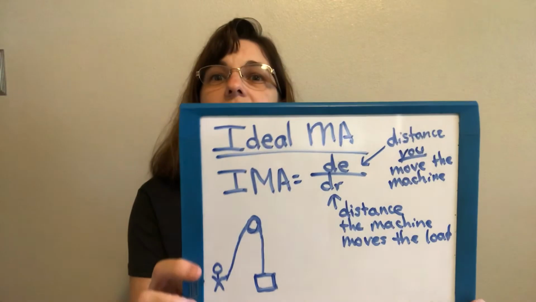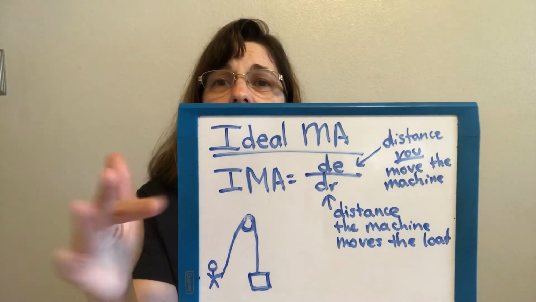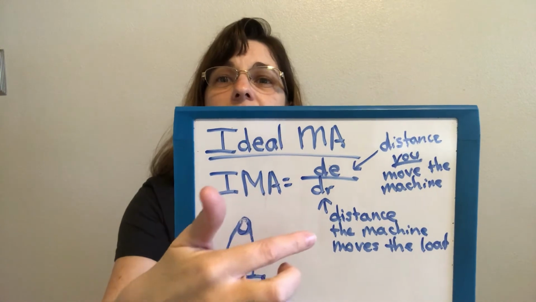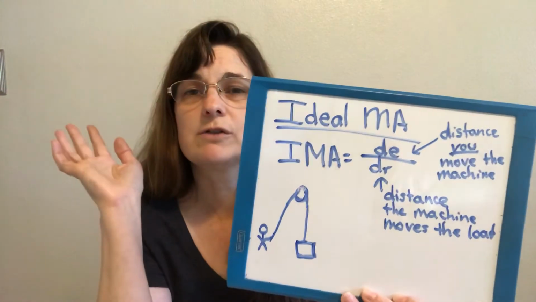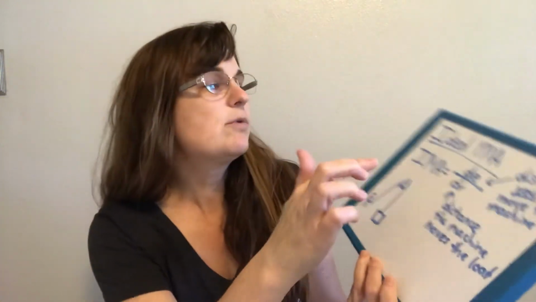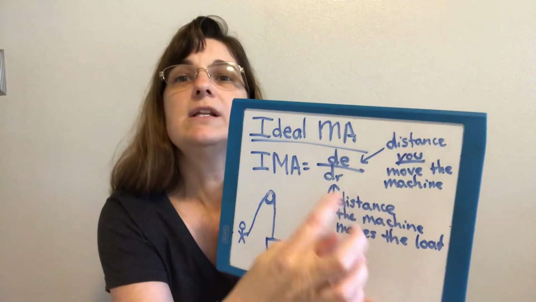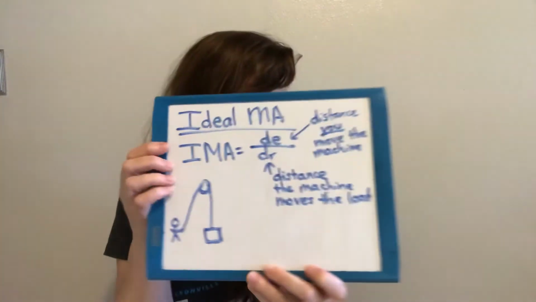Okay, so we can calculate the ideal mechanical advantage here, and it's abbreviated IMA. Again, there is no unit for this because the distances are canceling out, the meters or whatever you were using. You can use centimeters for both, meters for both, whatever. But it's going to be the effort distance, the distance you move the machine, divided by the distance that the machine would move the object.